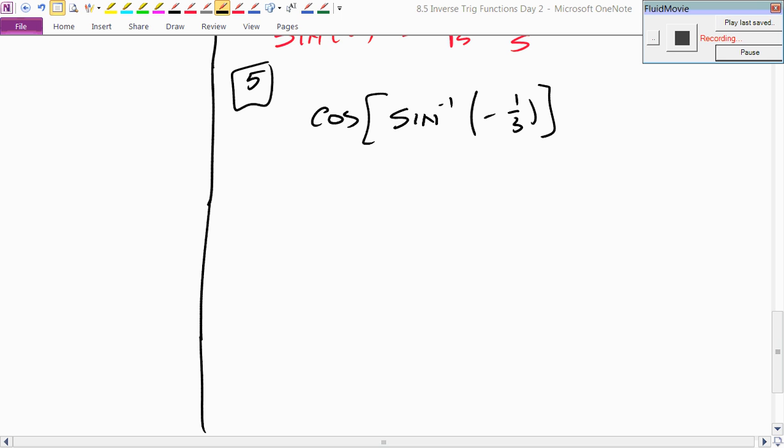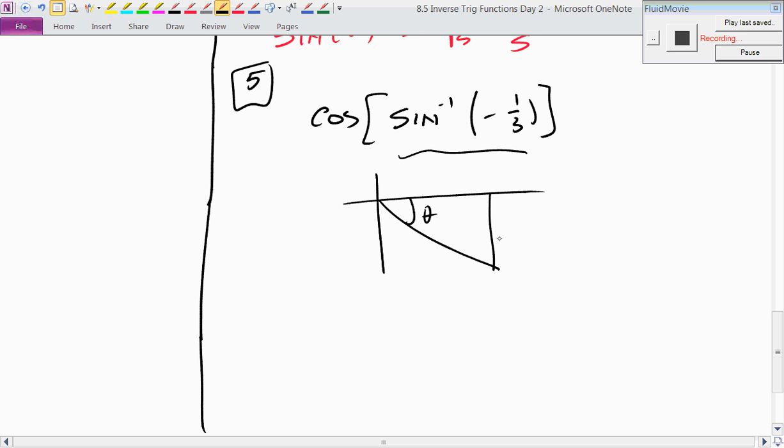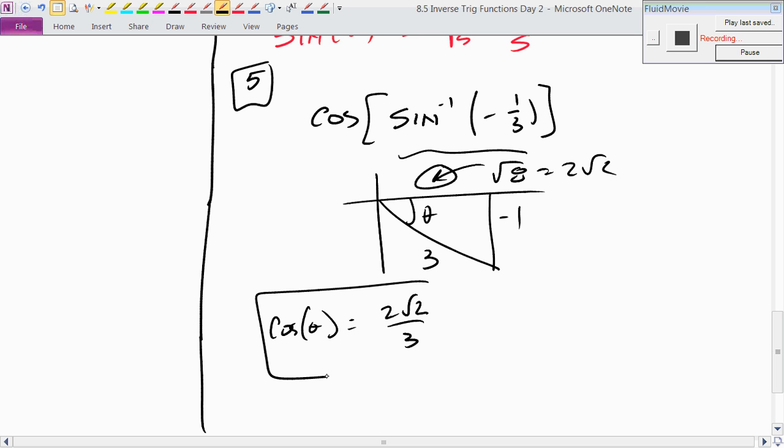Here's what I saw a lot of people doing. They started on the inside, and they drew a picture in quadrant 4, and they called that theta. And they said this has to be the -1, this has to be the 3. So that makes this side the square root of 8, which is 2 square root of 2, correct? By Pythagorean theorem. Then it's asking you for the cosine, essentially, of your angle theta, which is the adjacent, which is 2 rad 2, over the hypotenuse of 3, and you're done. And you got it right, okay?